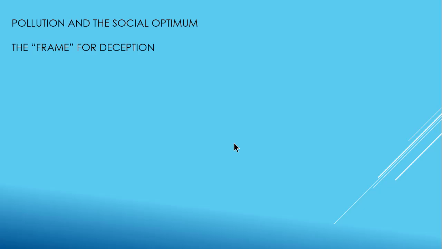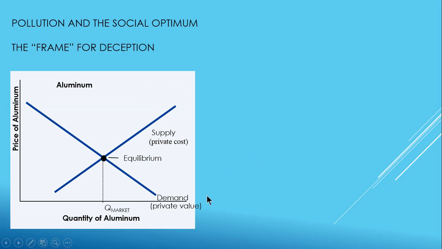So the economists will tell you that, yeah, pollution exists, but there is a social optimum. And we're going to talk about the frame that they use, i.e. markets, that they use to deceive everybody. And that good old frame is supply and demand. So here's my supply of aluminum. Here's my demand for aluminum. Here's my equilibrium, which is nonsense. Here's my price, quantity, things of this sort.